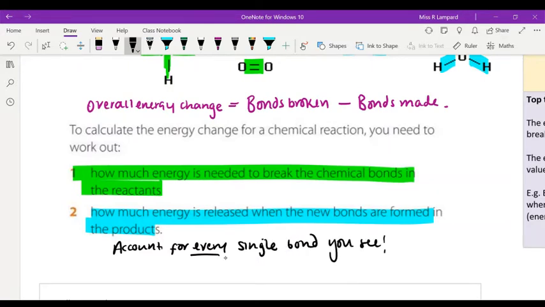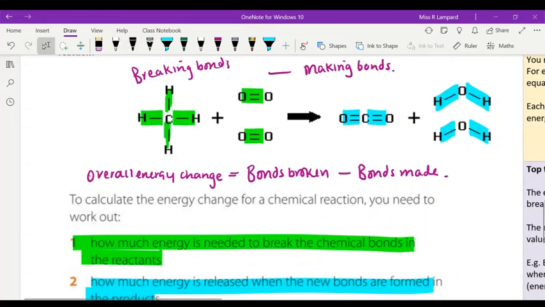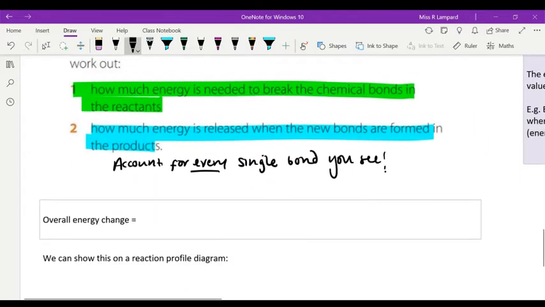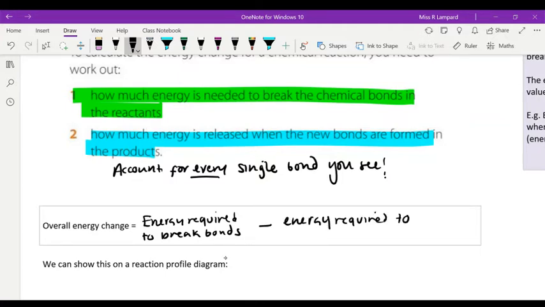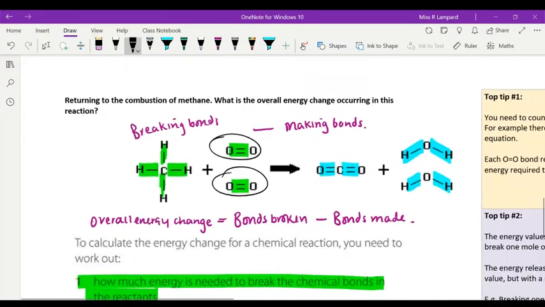you see. Okay, so it's really important that you make sure that if you've got 2 moles of oxygen, or 2O2, that you're making sure you're breaking 2 of those bonds. So overall energy change is energy required to break bonds minus energy required to make bonds. Now, let's have a look then at how we're going to do this.